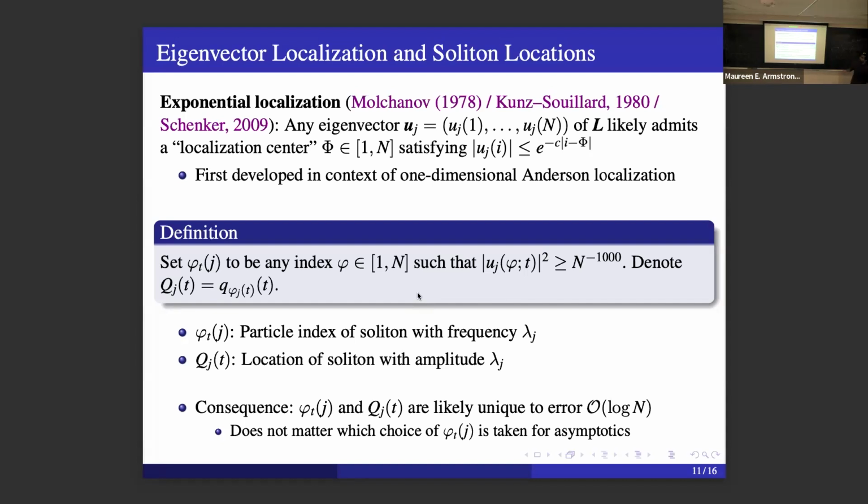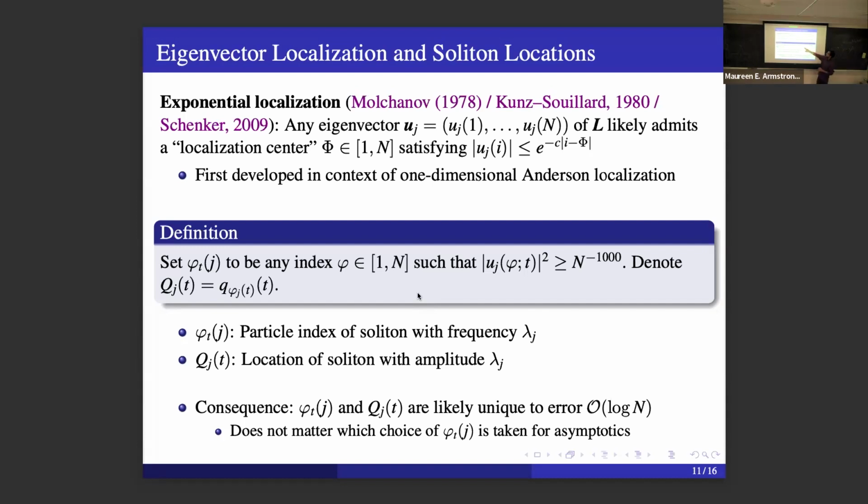Okay, so now my point is that if you take any eigenvector of this matrix, it's basically going to live on just a few coordinates, which are close to this phi. So I'm just going to call this phi. I'm going to set little phi_t(j) to be any index such that u_j(phi_t) is not too small. This constant is somewhat arbitrary, but you can just say that it's not exponential in n, so just something that's not too tiny.